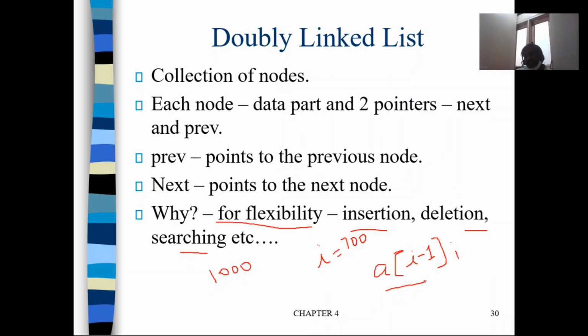But that is not possible in a linked list. Assume you have a single linked list with 1000 nodes. So this is the first node and this is the second node. Like that you have many nodes, and the last node is nothing but the 1000th node, whose next is pointing to null. Now assume that you want to access the 700th node. Is there any way to directly access the 700th node? There is no way at all.